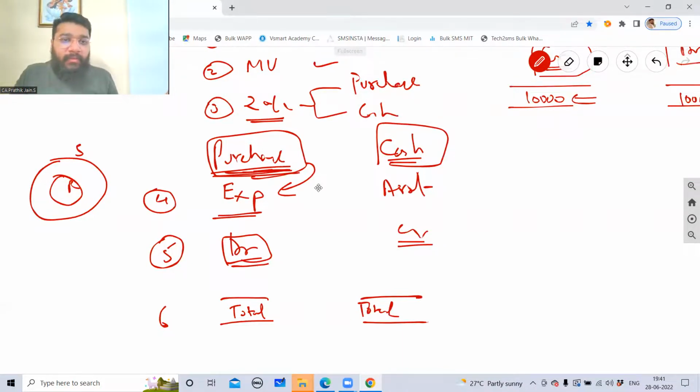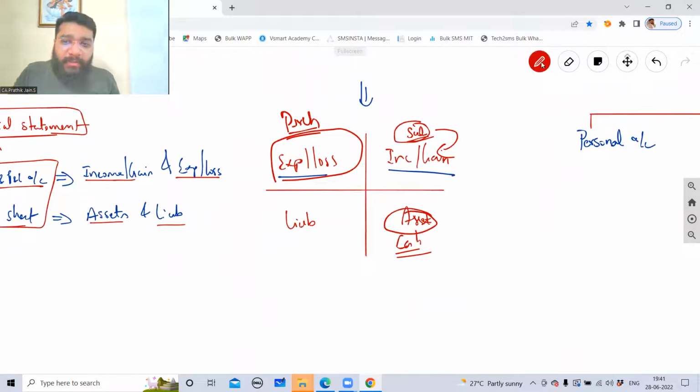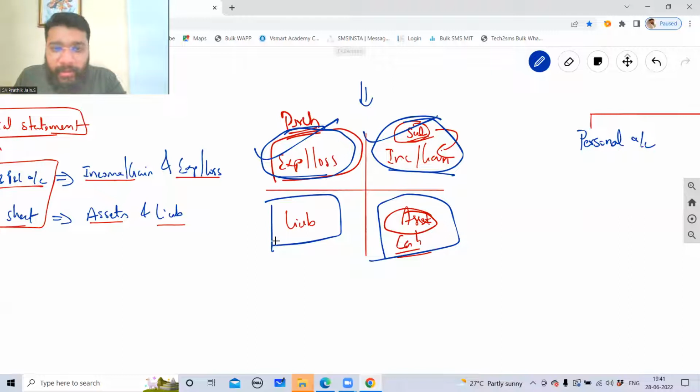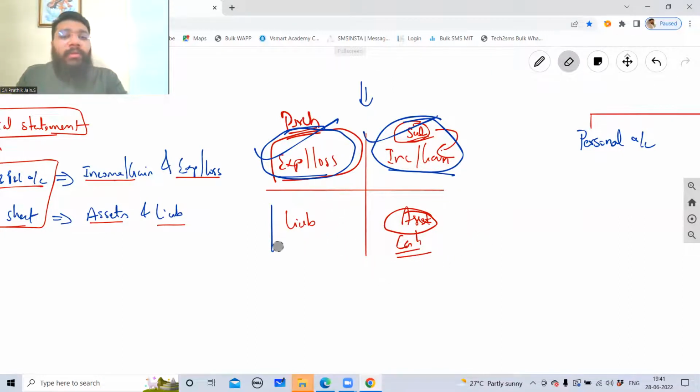So guys, out of these four quadrants, we have given a rule for expense and losses. We have given rules for income and gain. What is left out now? Asset is left out, liability is left out. Ananya and Niharika, do you agree with me? Yes, sir. So for these two, the rule is yet to be given.